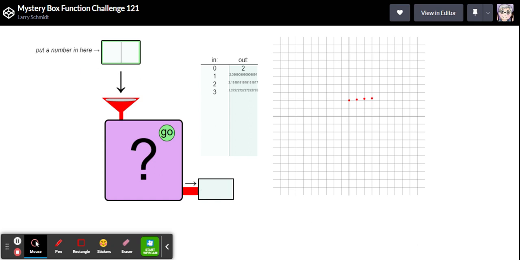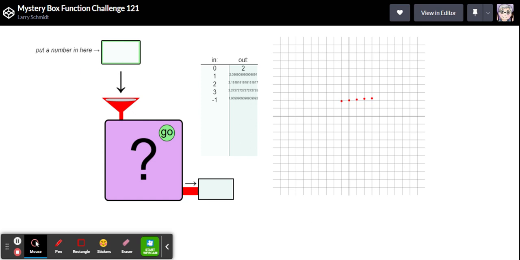Aha, okay. I think I see what's going on. Let me just try some negative points here. So -1. Yeah, so I think this is a linear function. I think this is a line, and it's got a very shallow slope.